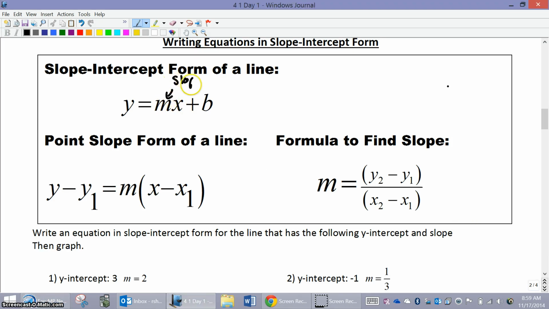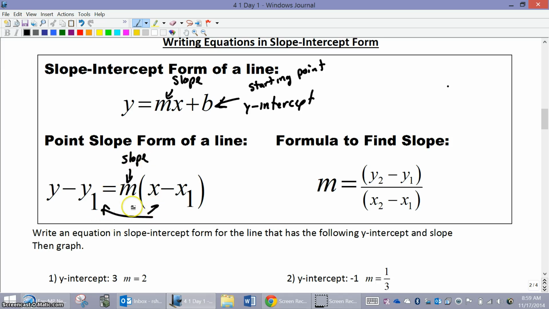In slope-intercept form, what did you say the M meant? That's our slope. What did you say the B meant? Where you start? What's another way to say it? There's a special name. We use that as our starting spot. It actually comes from the part of the name of the form, intercept. It's called the Y-intercept. B is the Y-intercept. On point-slope form down below, M we said was the slope again.